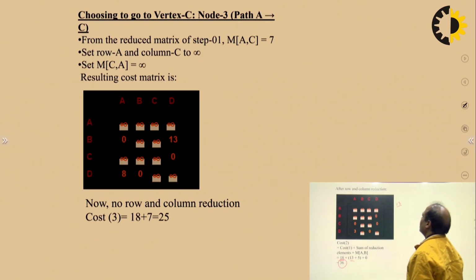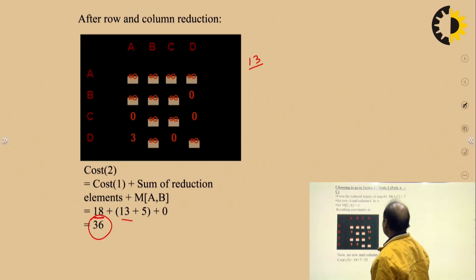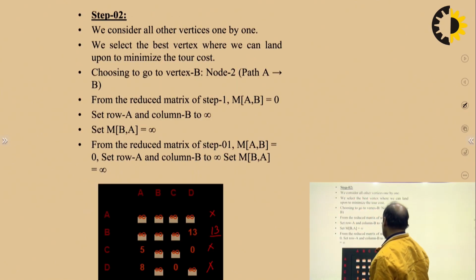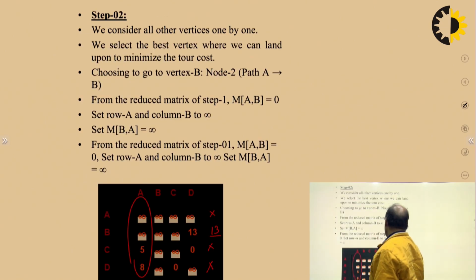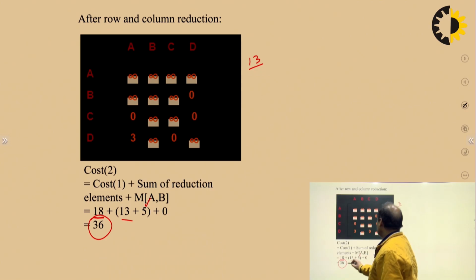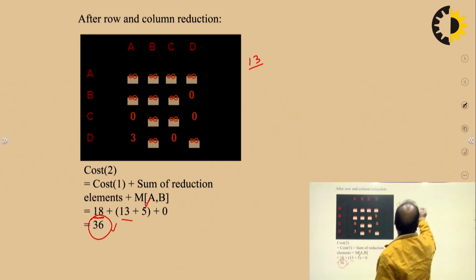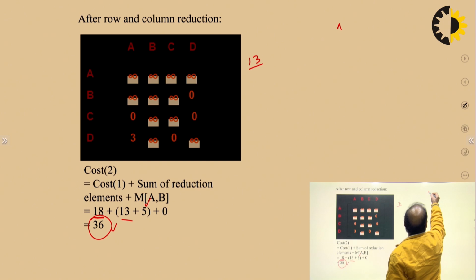So if this is the number 2, this column can also be reduced. This column was reduced by 5. So this is how it is 5, and row was reduced to 13. So this is becoming 36. That means if you are coming from A to B, this was 18 and this is 36.